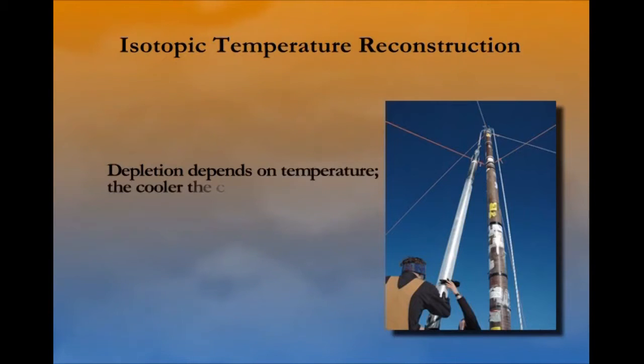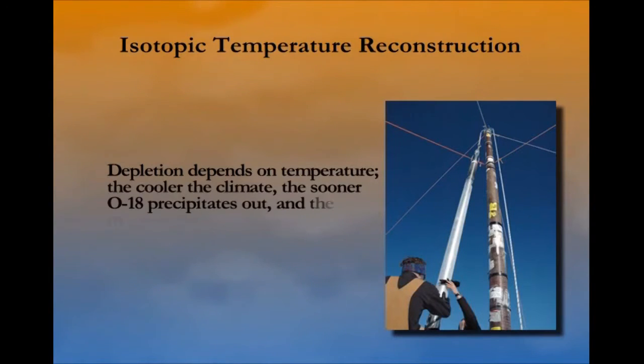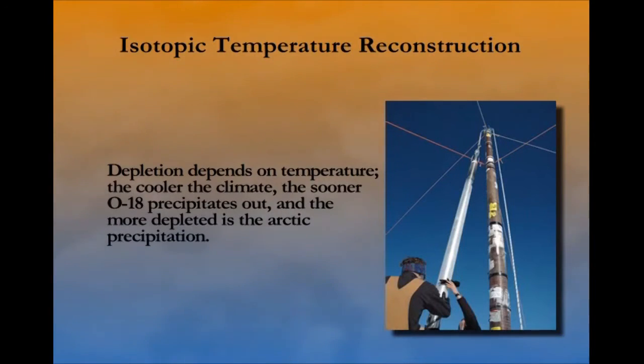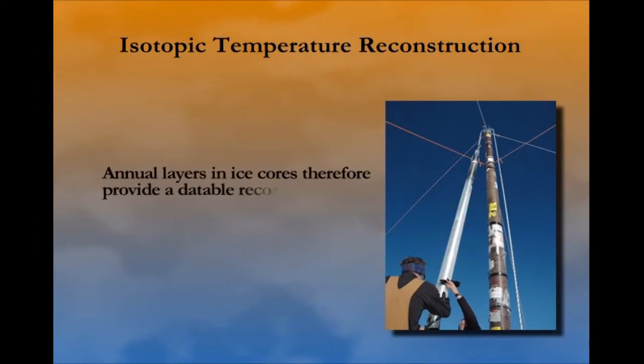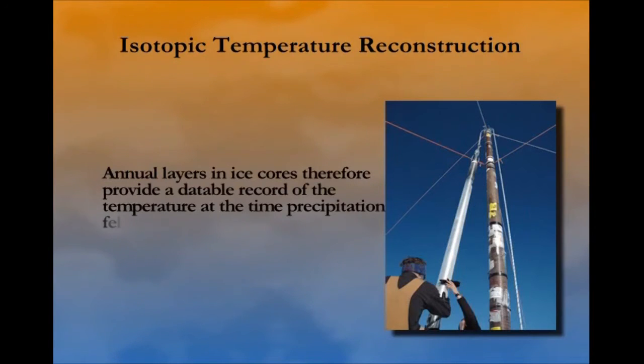And the cooler the climate, the sooner the oxygen-18 is gone, and so the more depleted is the precipitation that eventually falls in the Arctic. And that precipitation falls typically as snow. It eventually is compressed into the ice that makes up the ice sheets, and it preserves, as I said, either an individual yearly layering or in some cases just a smeared out layering that allows us approximately to date it. But if we go in and core that ice, pull out an ice core, we then have a datable, sometimes datable by year, sometimes datable by rough era, record of the temperature at the time that precipitation fell.